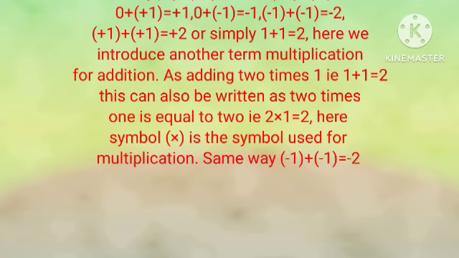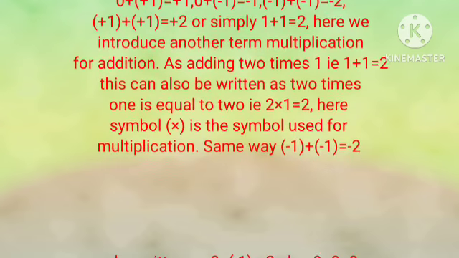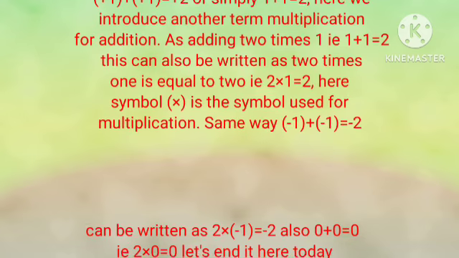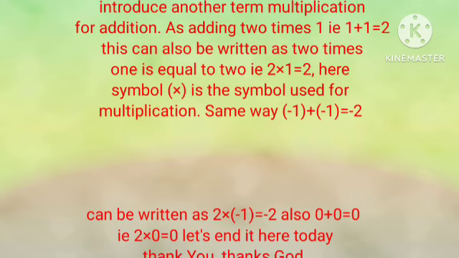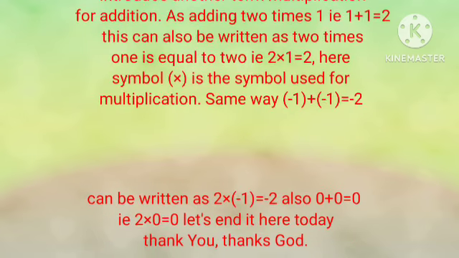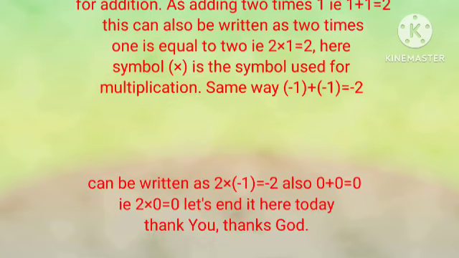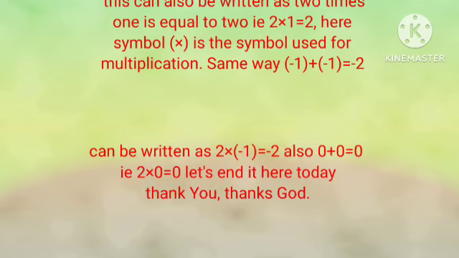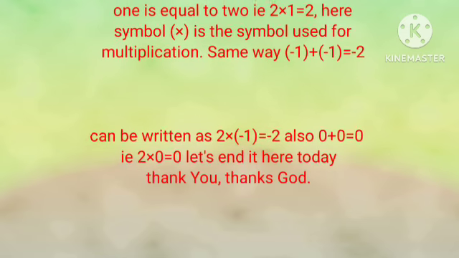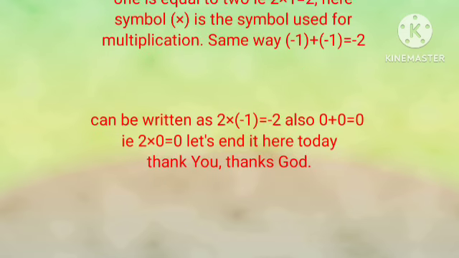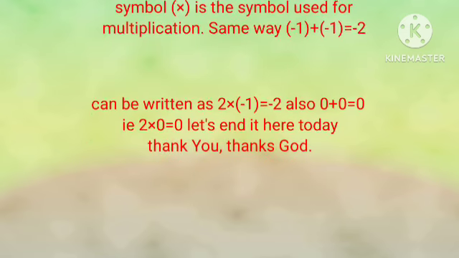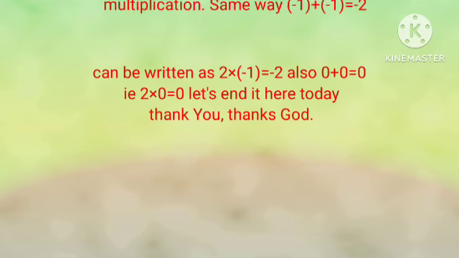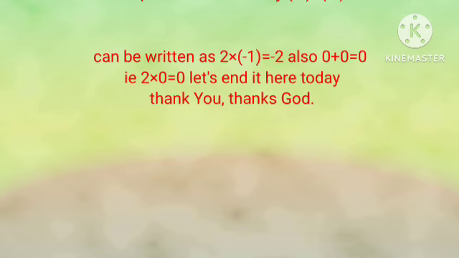Here we introduce another term, multiplication, for addition, as adding 2 times 1, that is 1 plus 1 is equal to 2. This can also be written as 2 times 1 is equal to 2, that is 2 into 1 is equal to 2. Here the symbol cross is the symbol used for multiplication. In the same way, minus 1 plus minus 1 is equal to minus 2 can be written as 2 into minus 1 is equal to minus 2. Also 0 plus 0 is equal to 0, that is 2 into 0 is equal to 0.